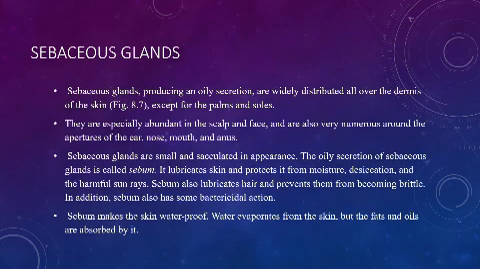Coming to sebaceous glands. Sebaceous glands producing an oily secretion are widely distributed all over the dermis of the skin except for the palms and soles. They are especially abundant in the scalp and face and are also very numerous around the apertures of the ear, nose, mouth and anus. Sebaceous glands are small and sacculated in appearance. The oily secretion of sebaceous glands is called sebum.